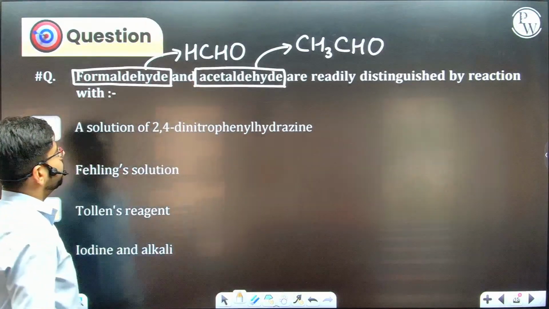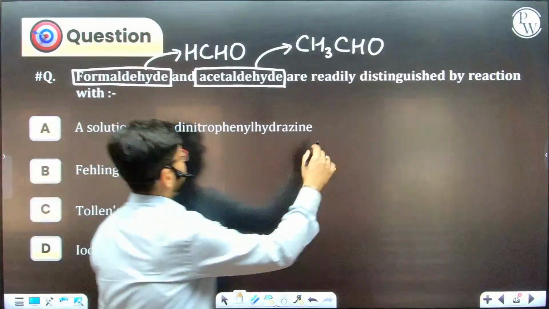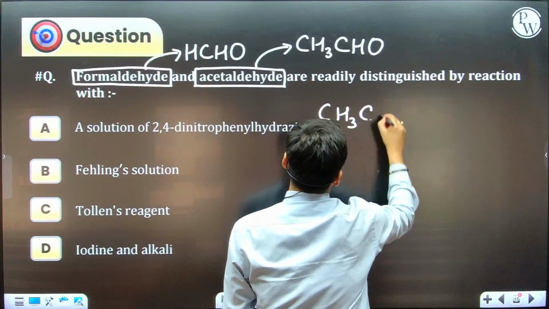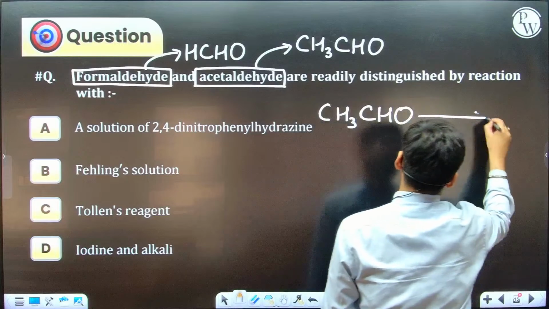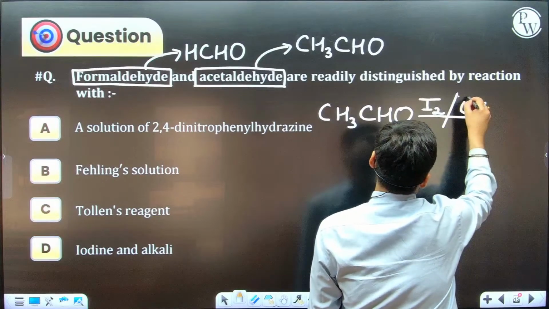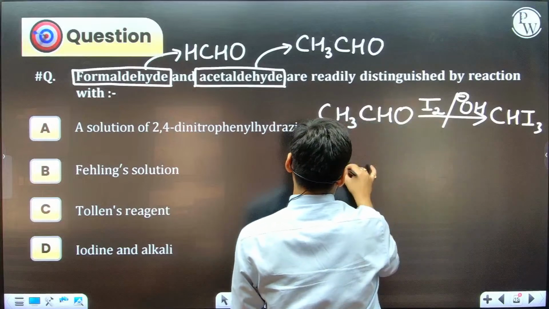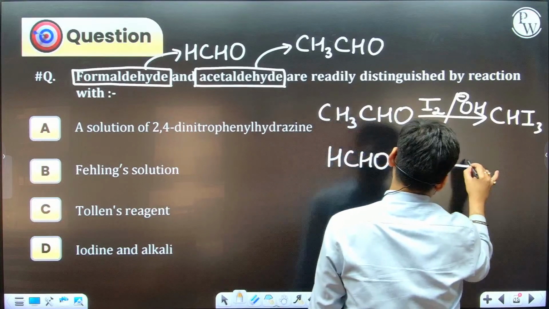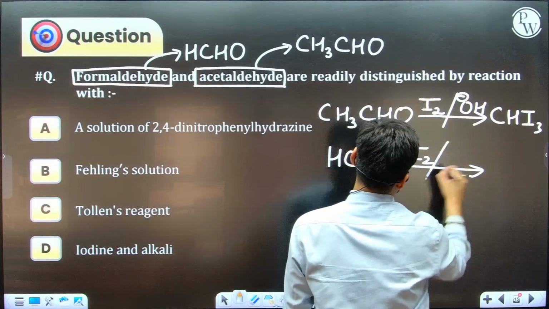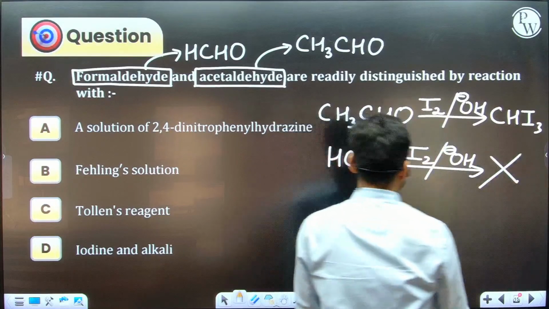So, if we use iodine and alkali, CH3CHO will produce iodoform, whereas HCHO does not produce iodoform in the haloform test. So here I will get iodoform, here I will not get iodoform. No iodoform, right?